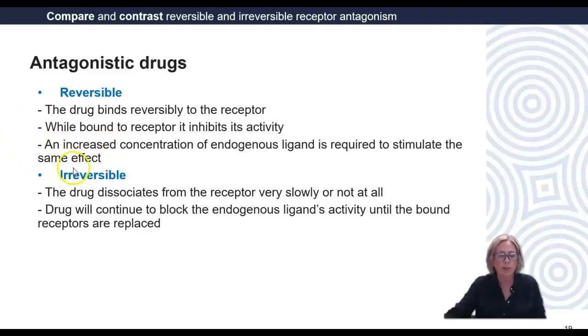Now, on the other hand, with irreversible antagonistic drugs, the drug dissociates from the receptor very slowly or not at all. And the drug will continue to block the endogenous ligand's activity until the bound receptors are replaced. So the bound receptors are taken into the cell and replaced with fresh receptors. And this is because of the formation of covalent bonds between the drug molecules and the receptor molecules. And we know that these are very strong bonds.